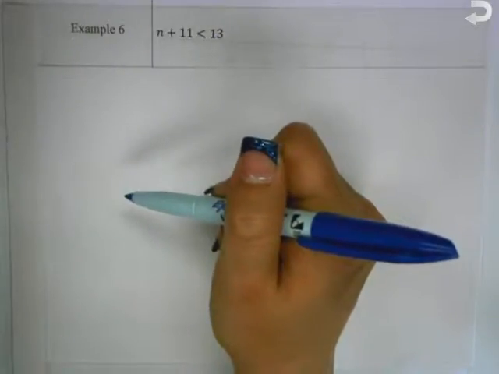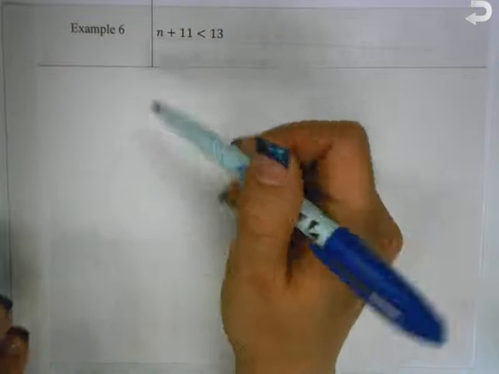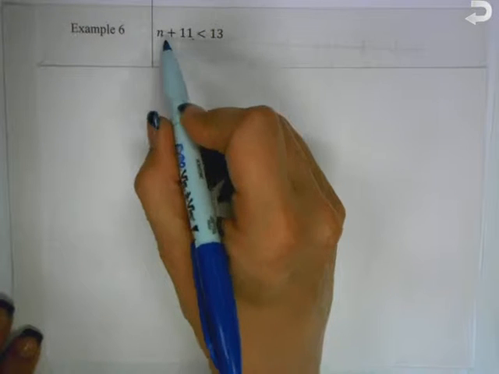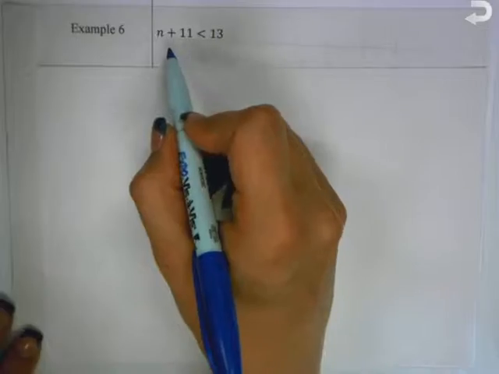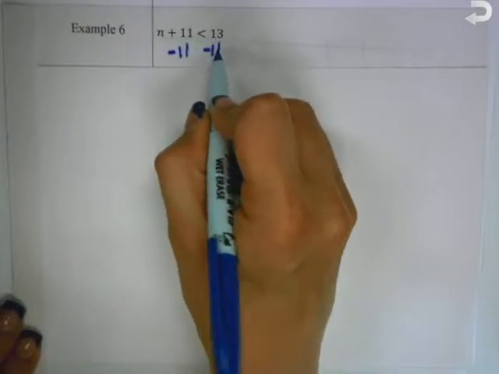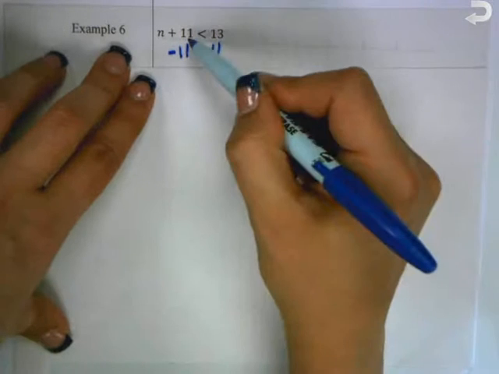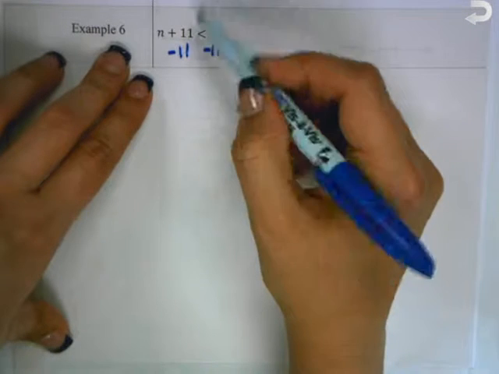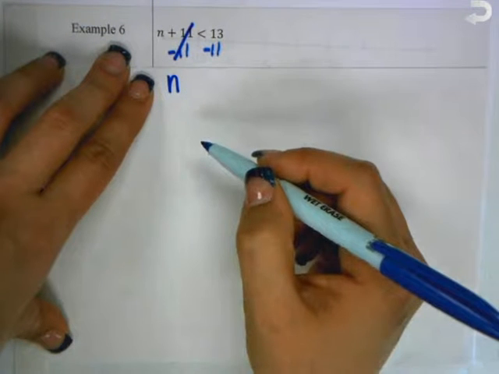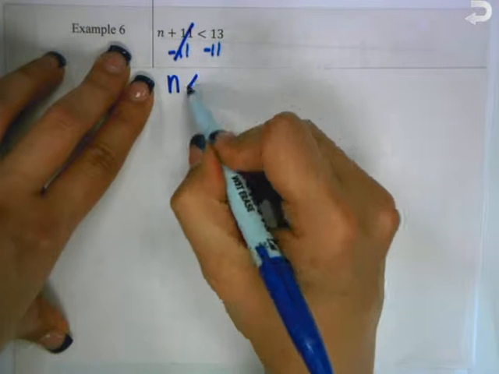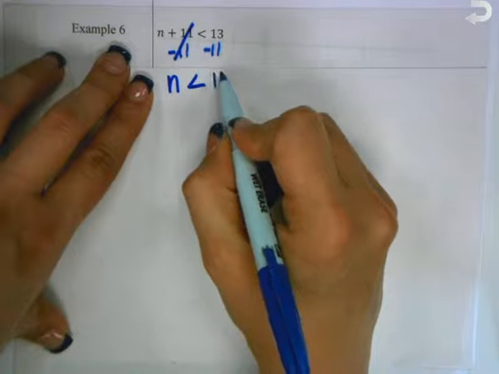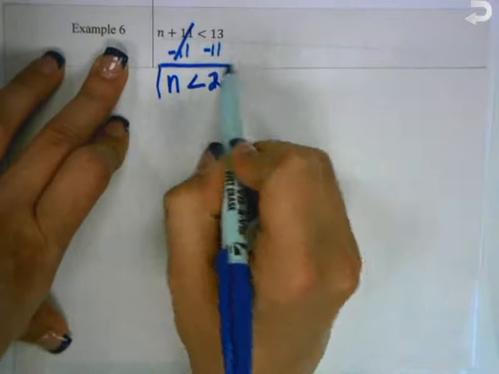So my goal is still to get the variable by itself, but I need to get rid of that positive 11, so what do I do to the positive 11? I subtract 11, I take the opposite. So what's positive 11 minus 11? 0, which is what I want. So I have n left on the left-hand side. That less than symbol stays. And 13 minus 11? 2. So n less than 2 is my solution.